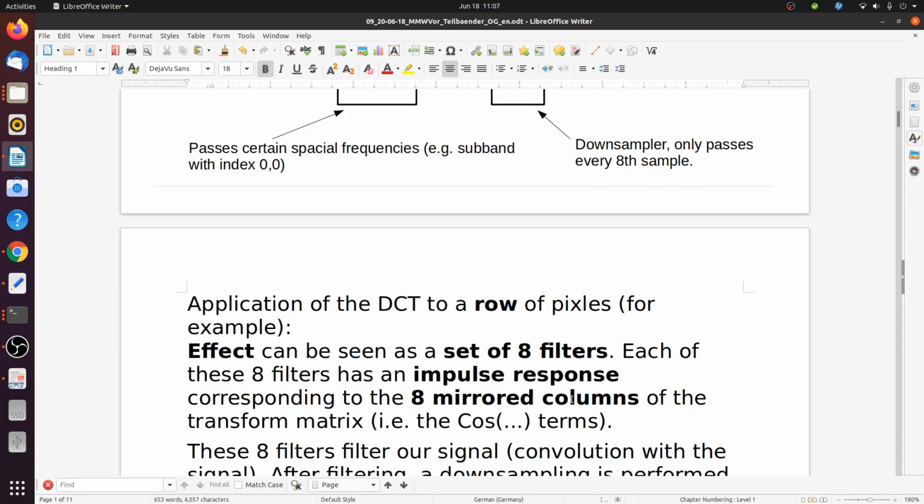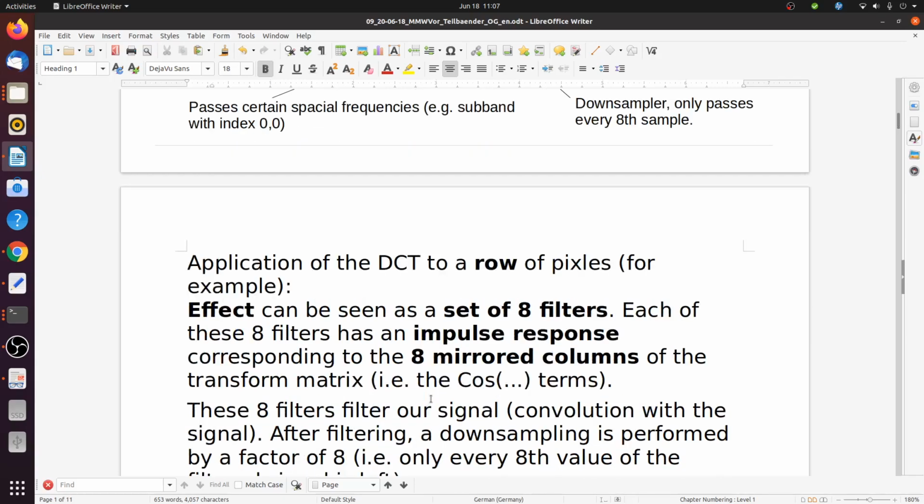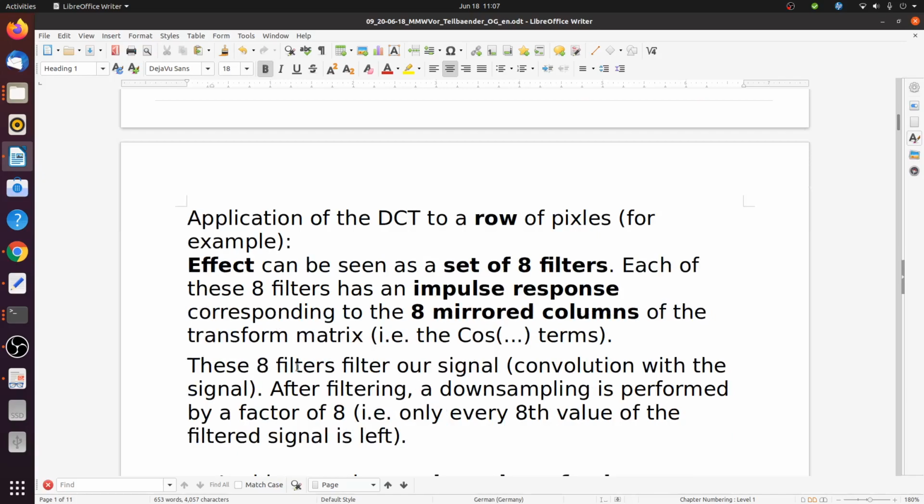So the effect can be seen as a set of 8 filters, the effect of applying the DCT. Each of these 8 filters has an impulse response corresponding to the 8 mirrored columns. So when we look at the DCT transform matrix, each column represents the impulse response of one subband, but in a mirrored way. So we need to read out the impulse response from bottom to top. Right? So easy enough. So these 8 filters filter our signal, the convolution with the signal.